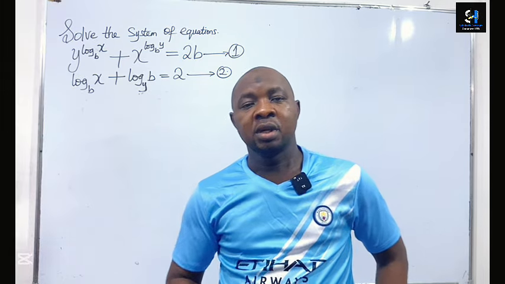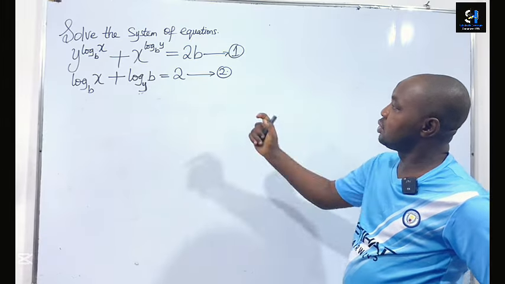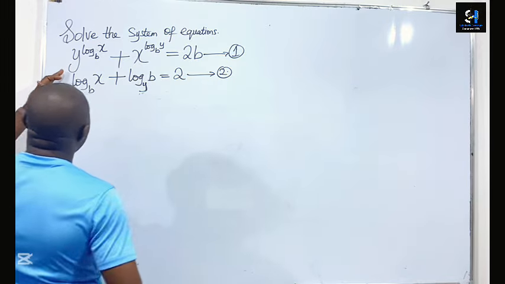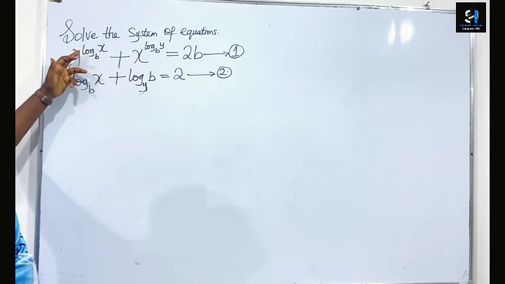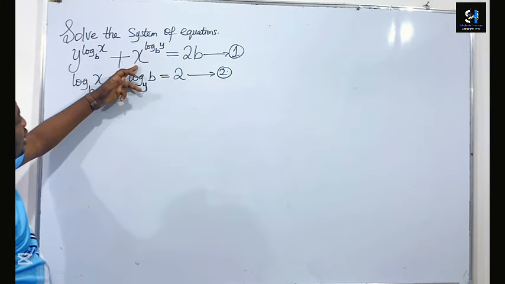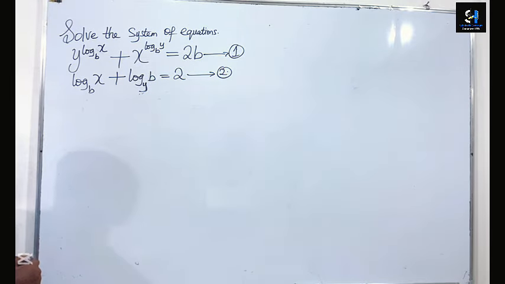Hello everyone, let's solve for the values of x and y in the system of equations. For the first equation, we have that y raised to the power of log base b of x plus x raised to the power of log base b of y is equal to 2b.